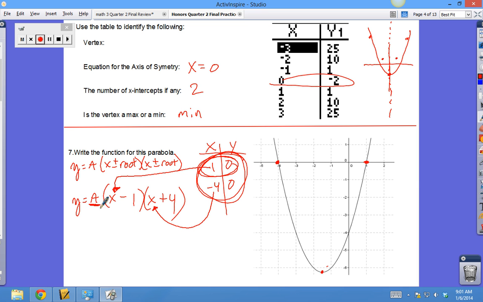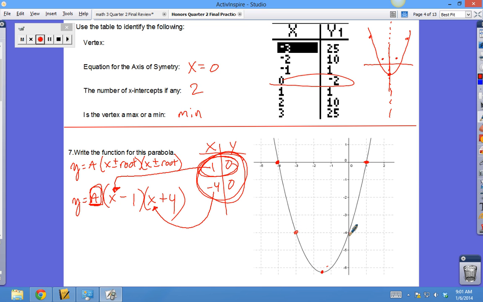What a does to this parabola is flips it right side up, flips it upside down, and it accelerates it. So if you're going to times it, it's going to make it skinnier. If you divide, it's going to make it wider. So a is a dilation. And to find a, you need to choose a point on your graph.